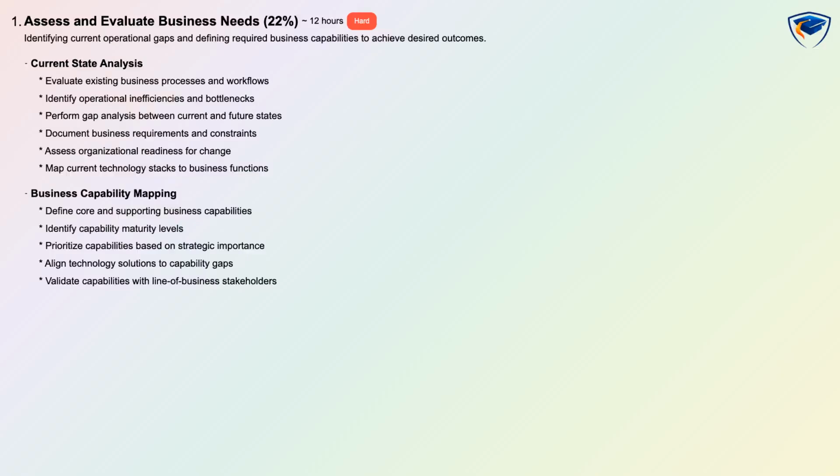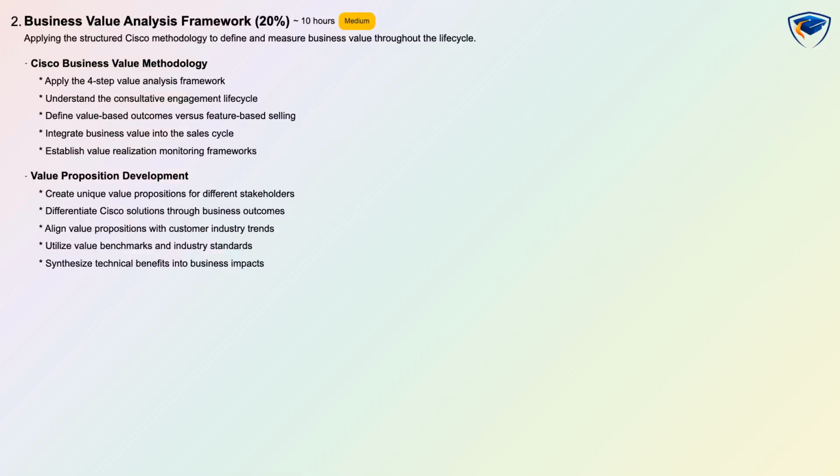Let's start with the first domain, assess and evaluate business needs, which accounts for 22% of the exam. This domain focuses on identifying current operational gaps and defining required business capabilities to achieve desired outcomes. You'll learn how to evaluate existing business processes and workflows, identify operational inefficiencies and bottlenecks, and perform gap analysis between current and future states. Within this domain, there are 2 key topics: current state analysis and business capability mapping.